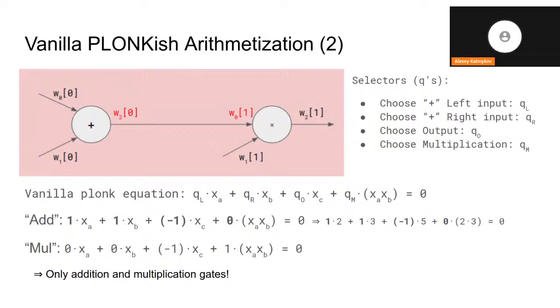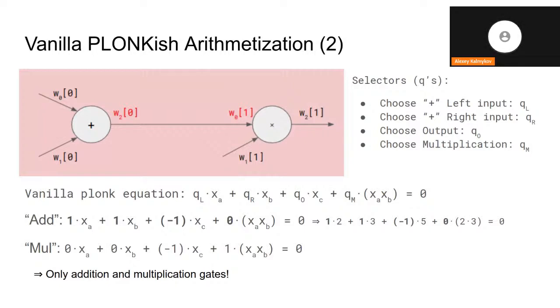So let's look at some simple examples. If we want to add XA and XB, we basically set the selector for the left input as 1. So we enable the left input. We set the selector for the right input as 1 as well. So we enable the right input. And then we want to make sure that these 2 values, XA and XB, sum up to C. So it means that we subtract C. If we subtract C, then we should get 0. And that's why we pick as a selector here -1. So we can also have -1, not only 0 and 1. So in a nutshell, it reads like XA plus XB minus XC equals 0. And we remove the multiplication because we set the selector for QM as 0.